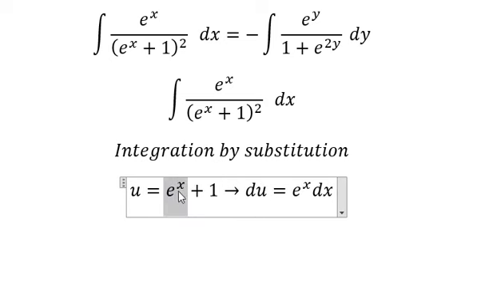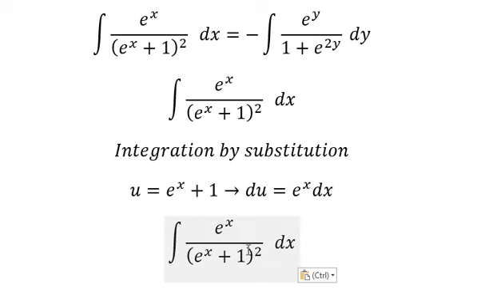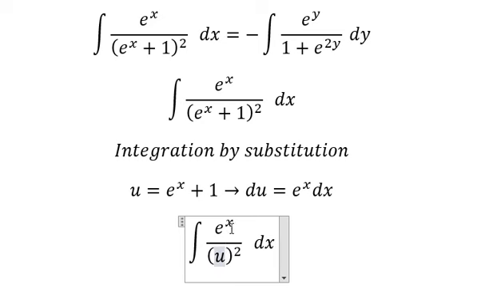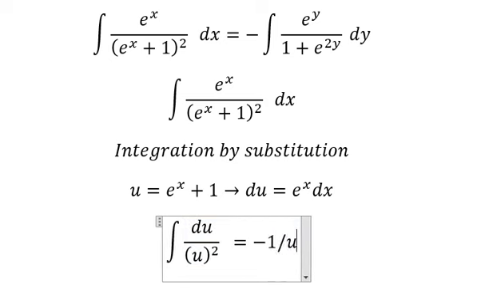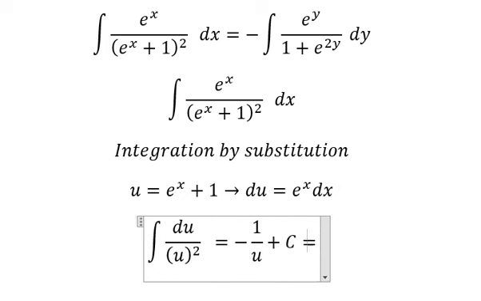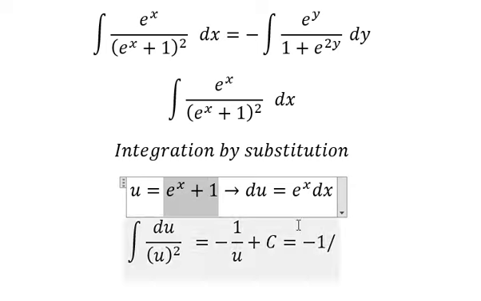First derivative of this one, we keep the same. This one, that is the constant, so you get number 0. This one we change by u. E to the power of s dx we change by du. So the integration of this one, we have negative 1 over u, and I will put c. About u, that is about this one.